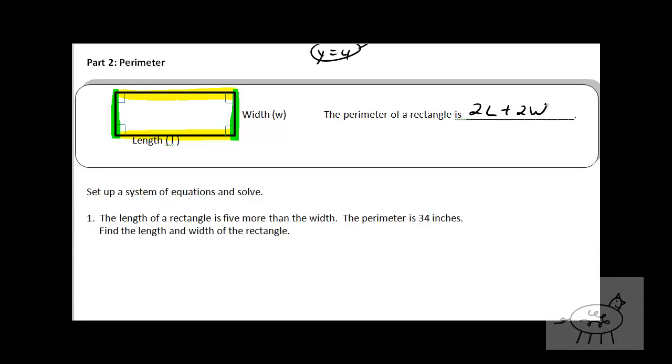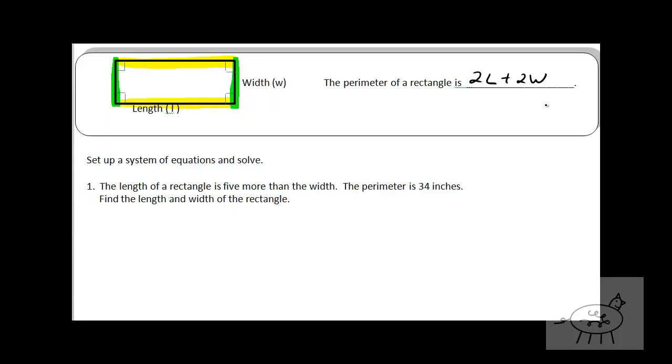Okay, so that is going to be one of our equations. So let's actually do number 1. The length of a rectangle is 5 more than the width. So L equals length and W equals width. So the length is 5 more than the width.